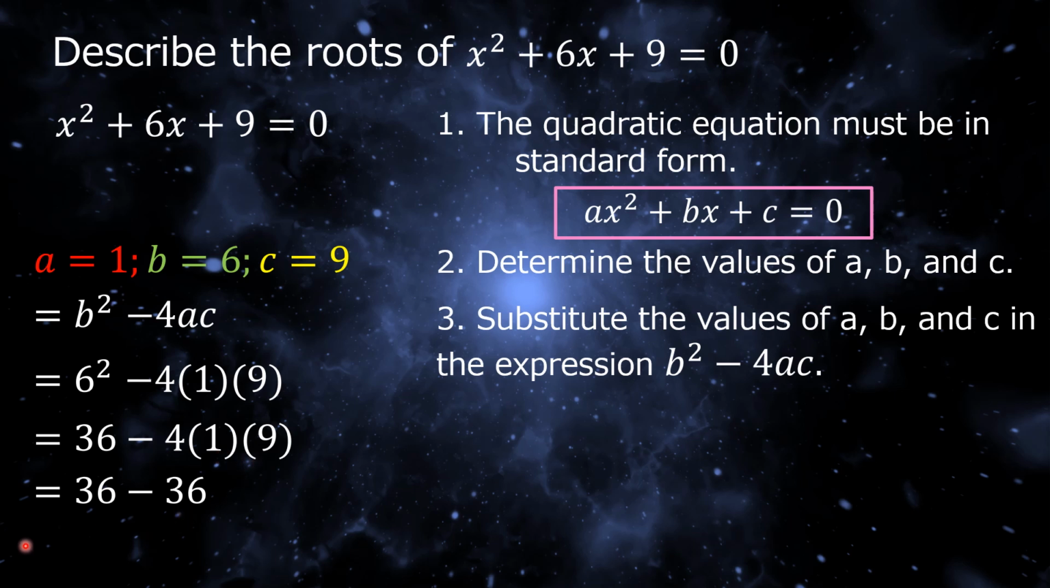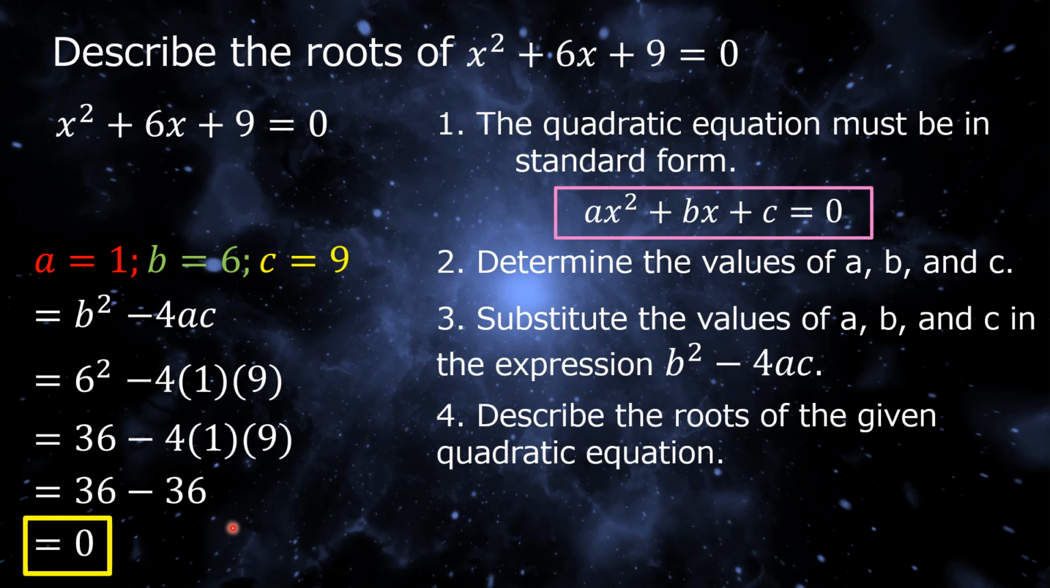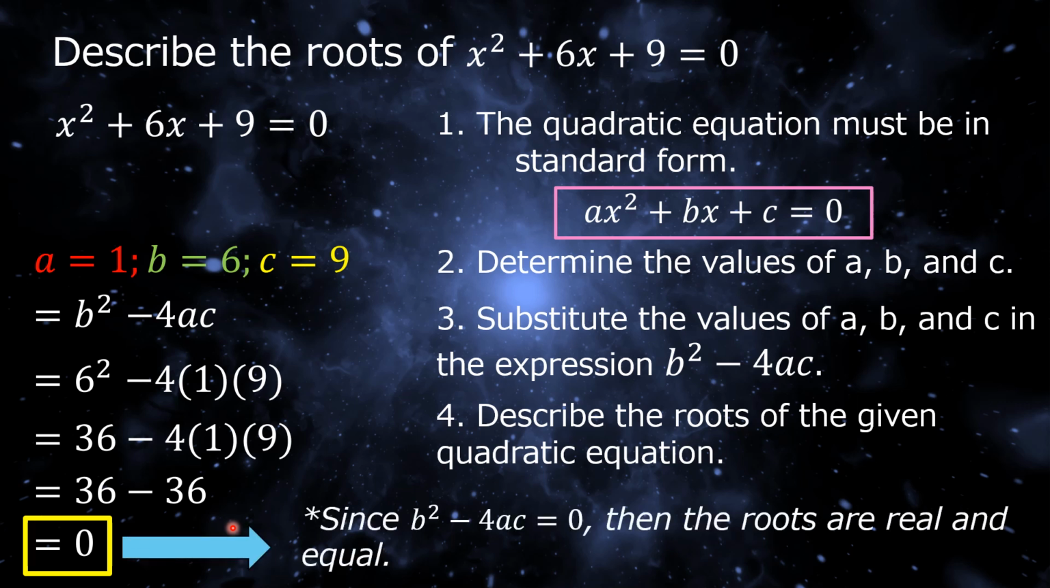So, let us now get the difference of 36 and the other 36. So, 36 minus 36 is equal to 0. So, meron na tayong sagot sa ating discriminant. Sundan natin yung pang-apat na step, describe the roots of the given quadratic equation. So, since our answer is 0, therefore, we can describe the given roots in which since b squared minus 4ac is equal to 0, since 0 ang nakuha nating sagot, then the roots are real and equal.